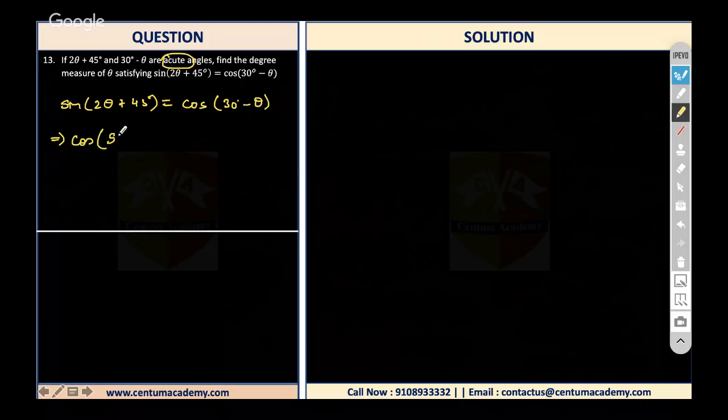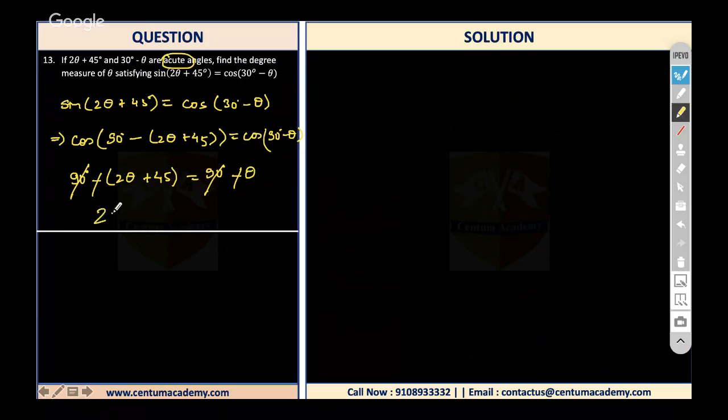cos of (90 degrees minus (2 theta plus 45 degrees)) is equal to cos of (90 degrees minus theta). So since both the functions are the same on the left hand side and right hand side, you can equate the arguments, that is the angles. So 90 degrees minus (2 theta plus 45) is equal to 90 degrees minus theta, isn't it? So hence this 90 degrees and this 90 degrees get cancelled. This minus sign goes, and hence it is 2 theta.